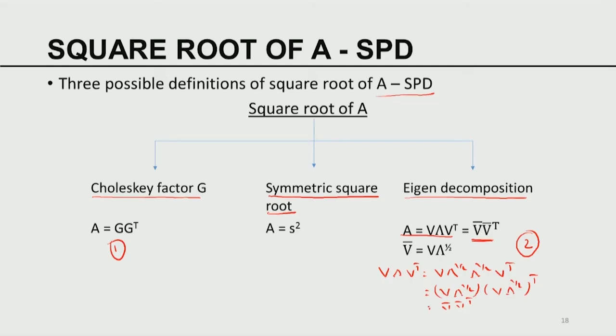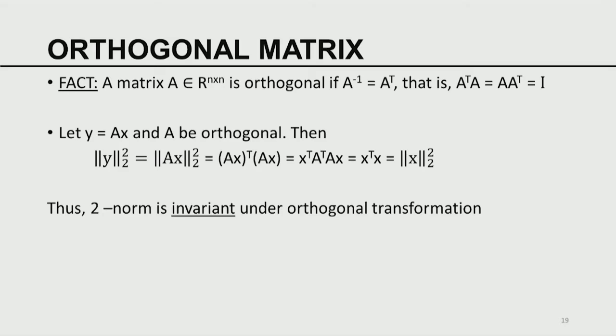Now I would like to slowly move into the next decomposition method, called the QR decomposition. For that I need some preliminaries, so I am going to recall some definitions from matrix theory. Let A be a matrix of size n by n. We say A is an orthogonal matrix if the inverse is the transpose. That means A transpose A is identity. These orthogonal matrices are very powerful and have very special properties.